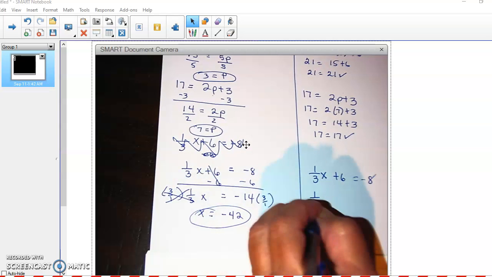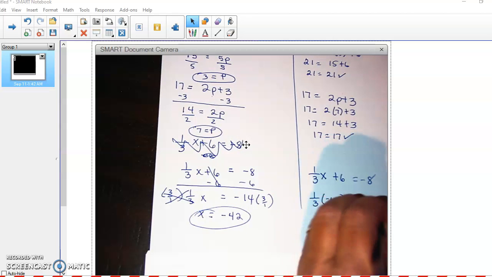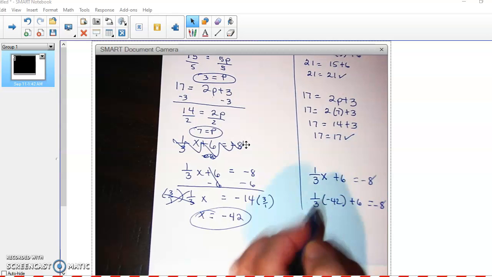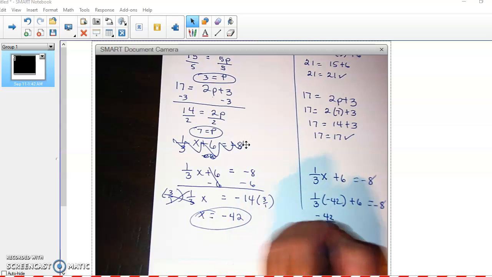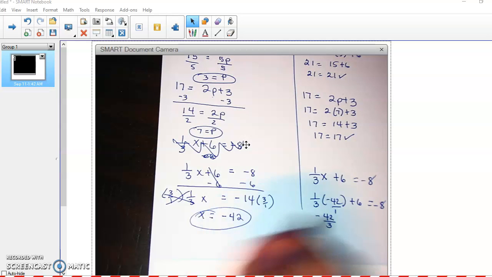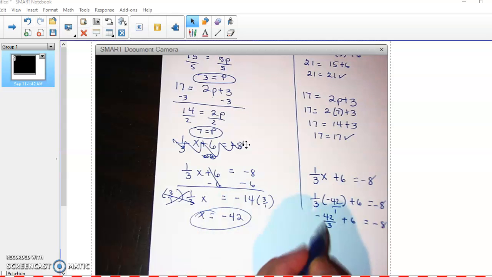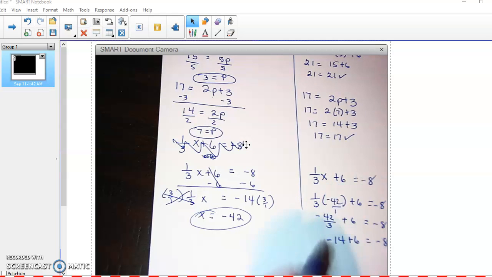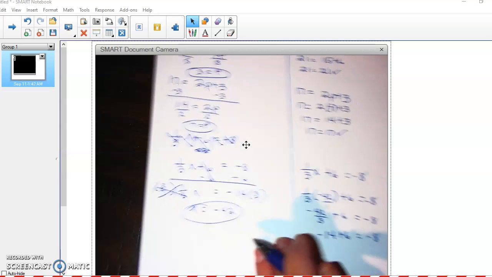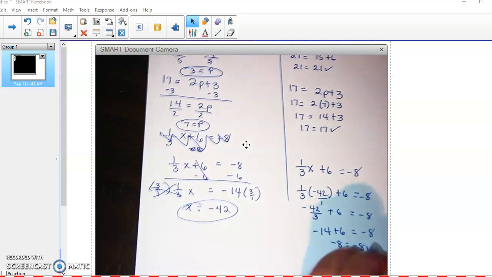We're going to check it. So 1/3 times -42. Put that over 1 and multiply it, right? -42 divided by 3 is -14. -14 plus 6 is -8. And that balances as well.